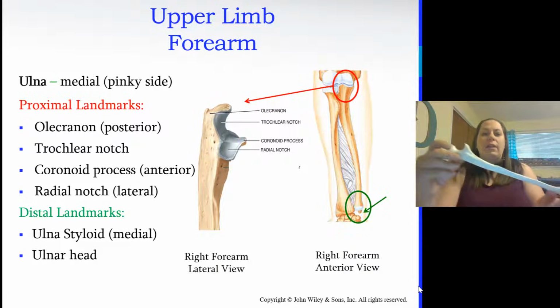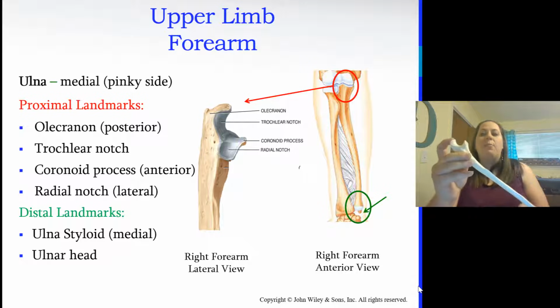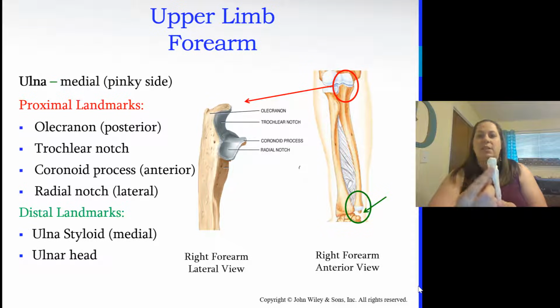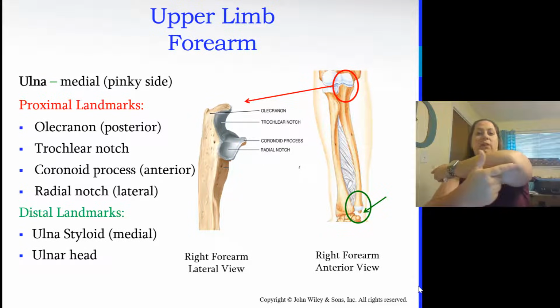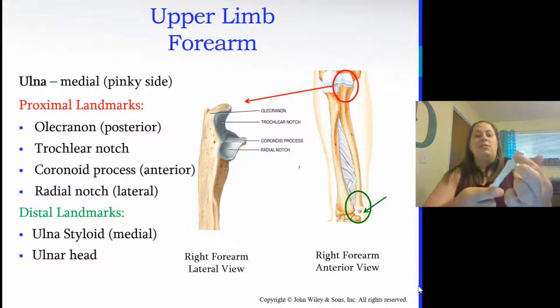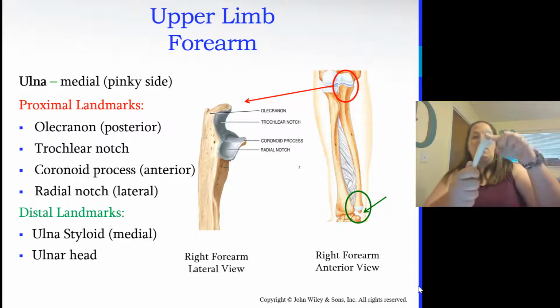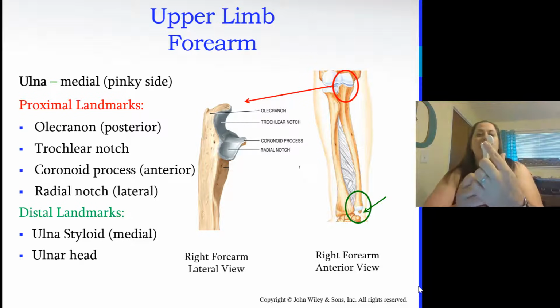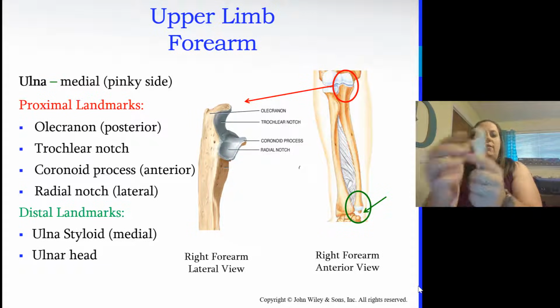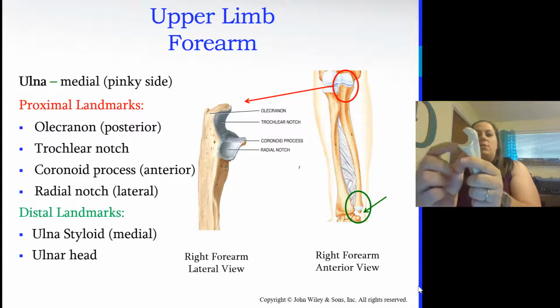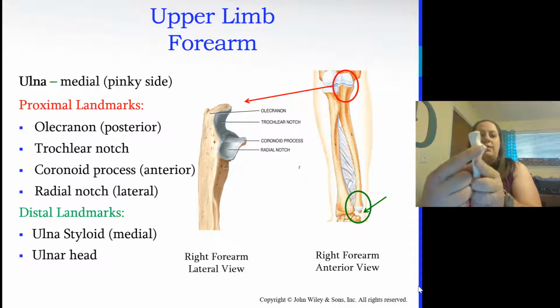All right, so now the ulna is a little bit different. We see it's going to be on the pinky side. The proximal landmarks that are going to be towards the elbow are going to be the olecranon. This is going to be this back part right here. It's known as the olecranon. This is actually the part that's your elbow. So when your elbow is bent, you can feel that right here. That's the olecranon process. We also see that there's this notch here. This is known as the trochlear notch. And then this projection that's right here is called the coronoid process. So we have the notch and then we have the process here.